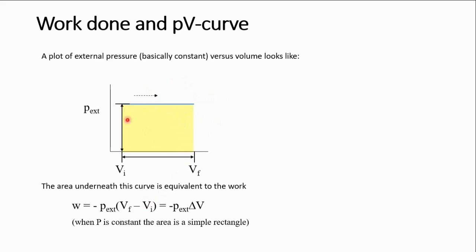Okay? Look at the yellow region. How do you calculate the area of the yellow region? The yellow region is the area underneath the curve. The curve is the blue line. Alright? This side has a length of PEX. Whereas this side has a length of V final minus V initial. Okay? So you have to say V final minus V initial to get the length of this side, and multiply it by PEX in order to get the area underneath the curve.